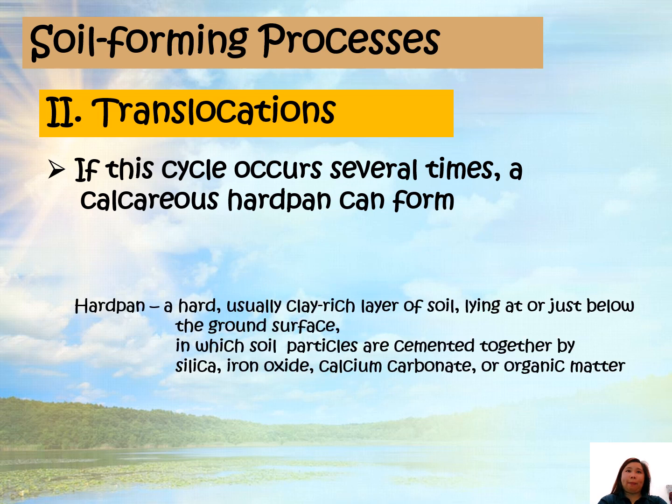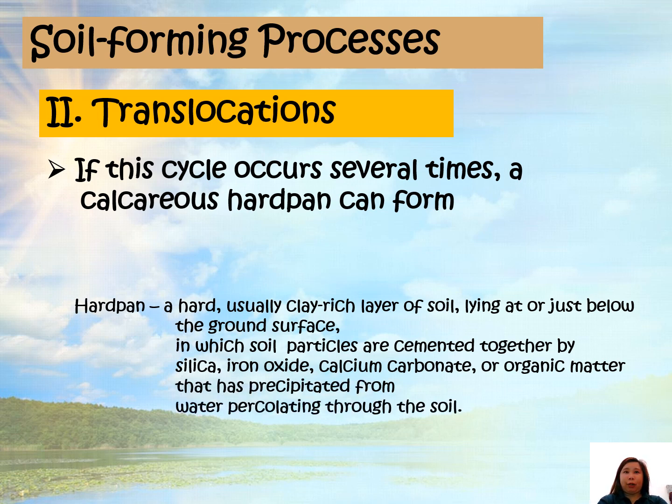What is a hard pan? Hard pan is a hard, usually clay-rich layer of soil lying at or just below the ground surface, in which soil particles are cemented together by silica, iron oxide, calcium carbonate, or organic matter that has precipitated from water percolating through the soil. Hard pans do not soften when exposed to water.